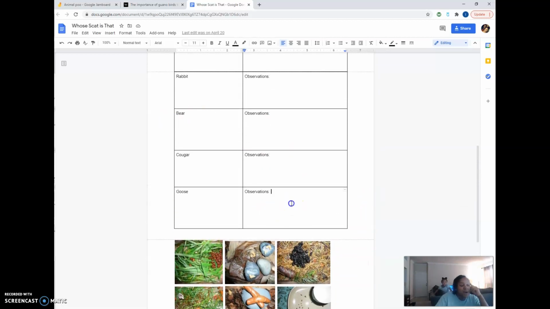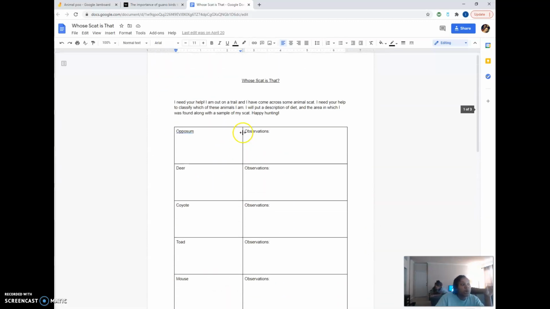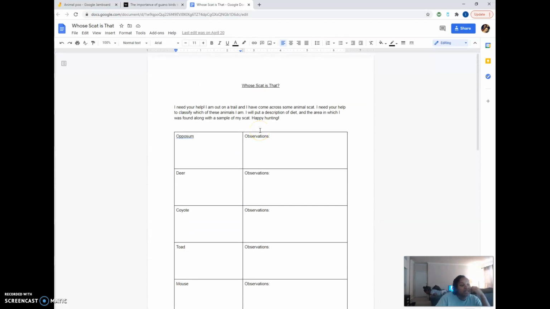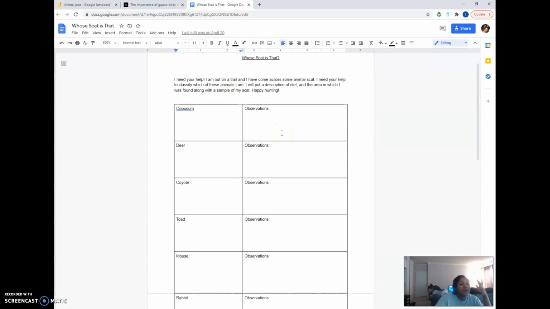So I would have them write out their observations and come up with what it is. And they would draw a quick little picture to go along with it. Upon grading this, I would be grading for multiple things, more so to see if they actually understood the facts of how to create an observation. So using their five senses, what do you see? Not necessarily what you smell, because it wouldn't smell like actual scat. Not what you would hear, but just your physical senses to figure out whose animal scat this is.